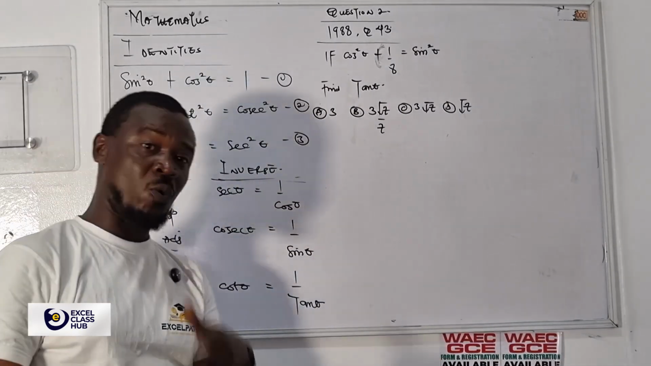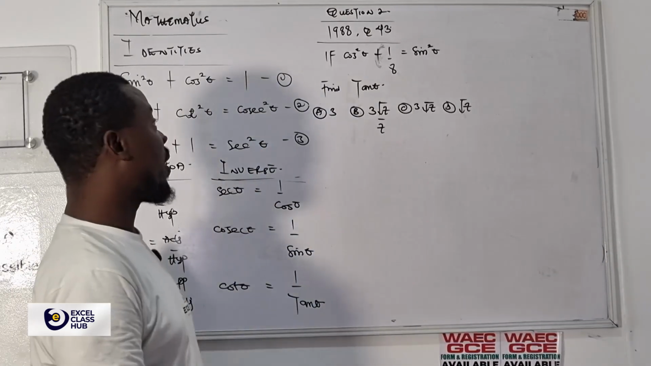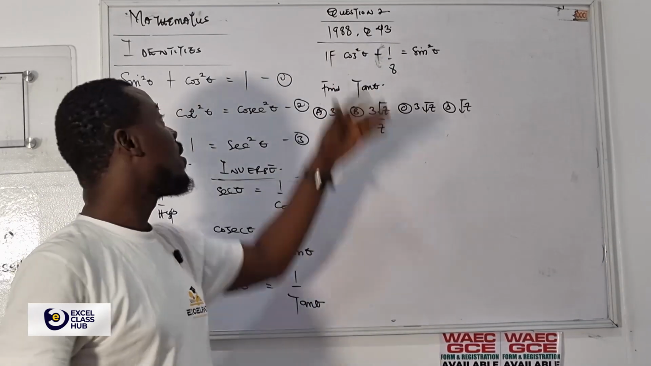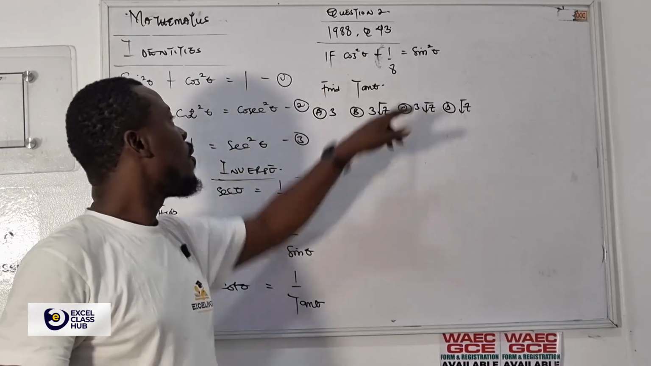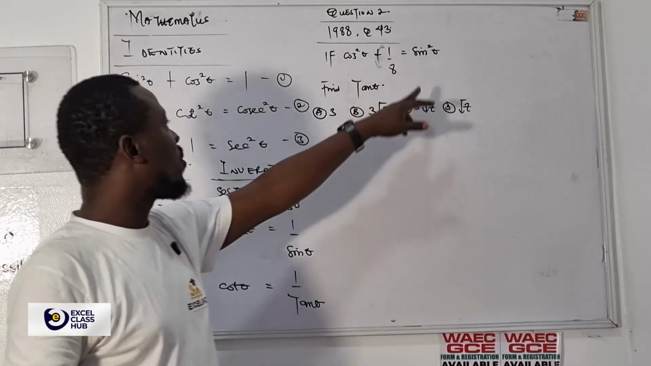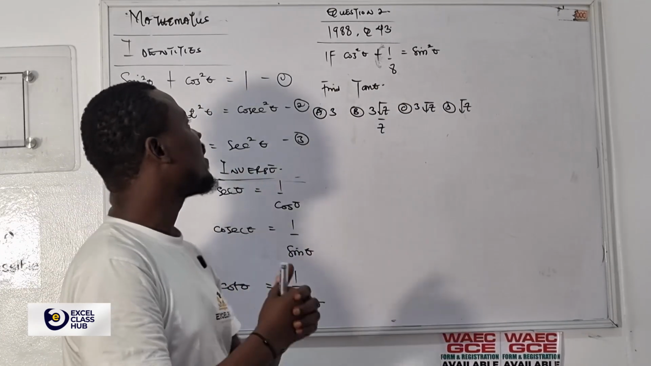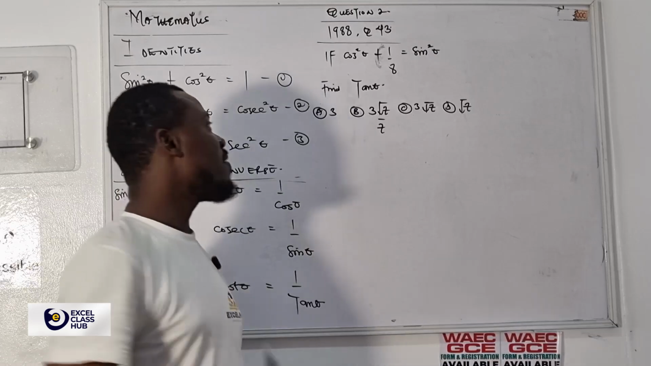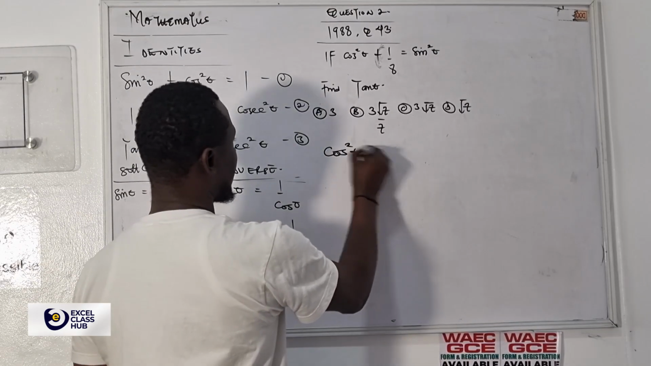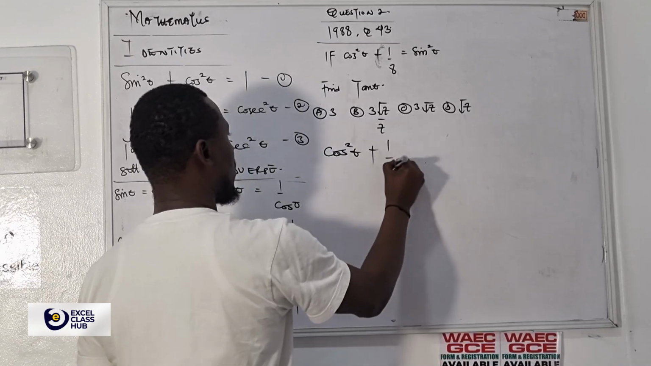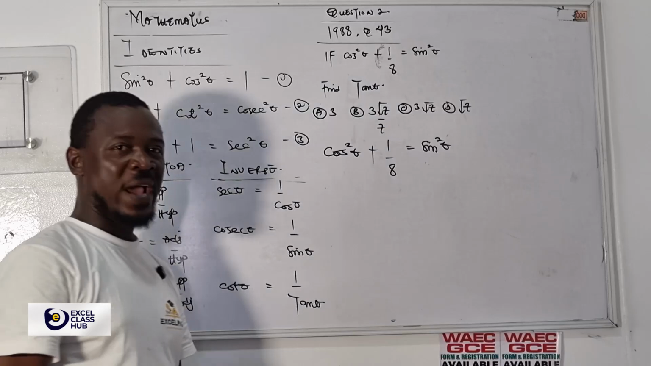Still from your JAMB past question, why I decided to put all this here is that in case you have your JAMB past question at home, you bring it out and locate the question, 1988, question 43. The question says, if cos square theta plus 1 over 8 equals sine square theta, find tan theta. Look at your question here: cos square theta plus 1 over 8 equals what? Sine square theta.